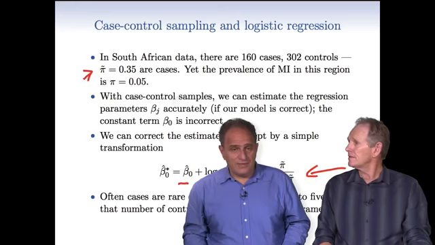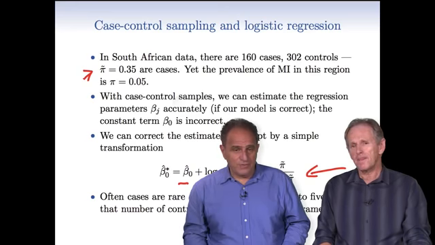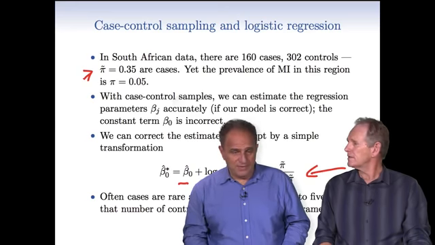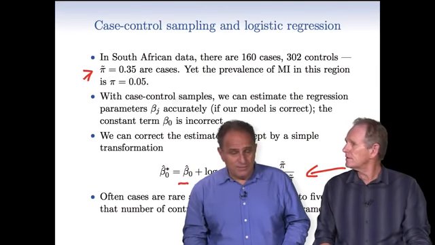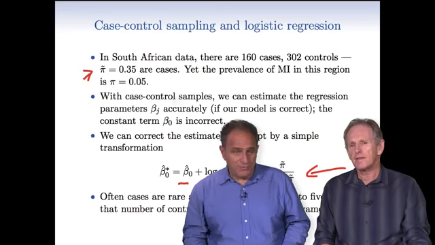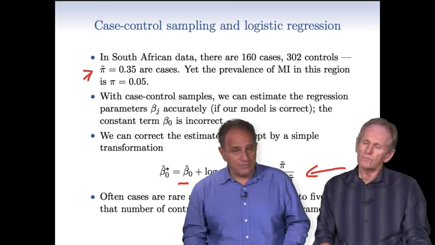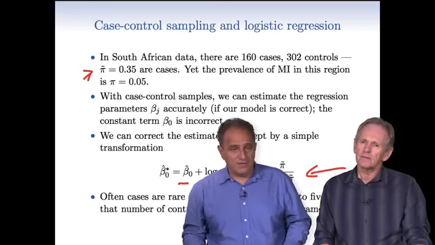Case control sampling is more attractive because rather than taking people and following them forward in time, you sample people who you know have heart disease. You also get a comparison sample of people who do not have heart disease, the controls, and then you record their risk factors. So it's much cheaper and it's much quicker to do. And that's why case control sampling is a very commonly used technique in epidemiology.